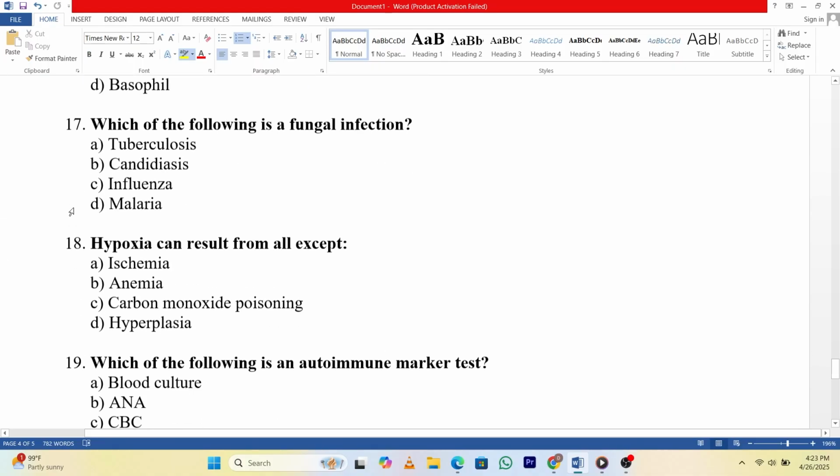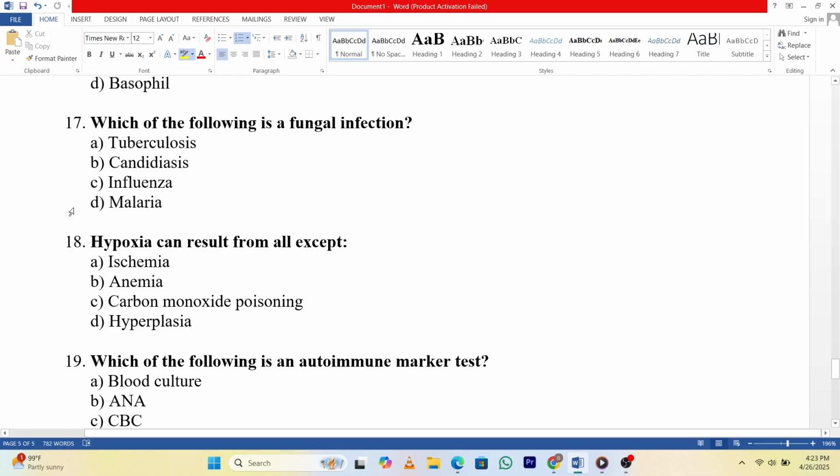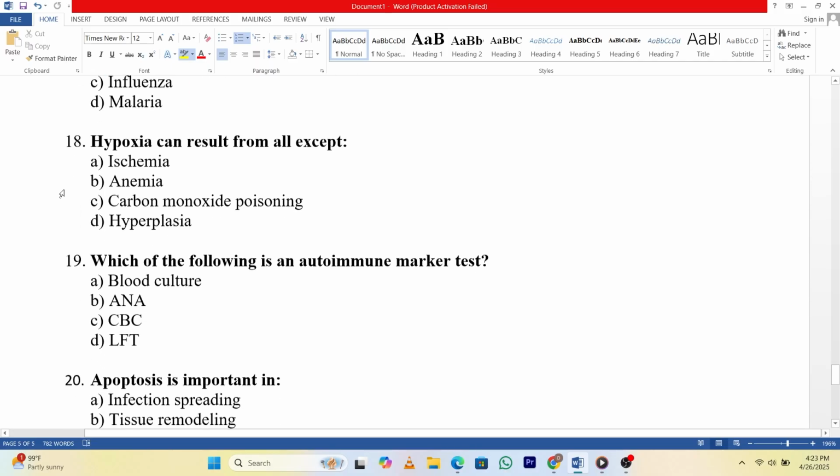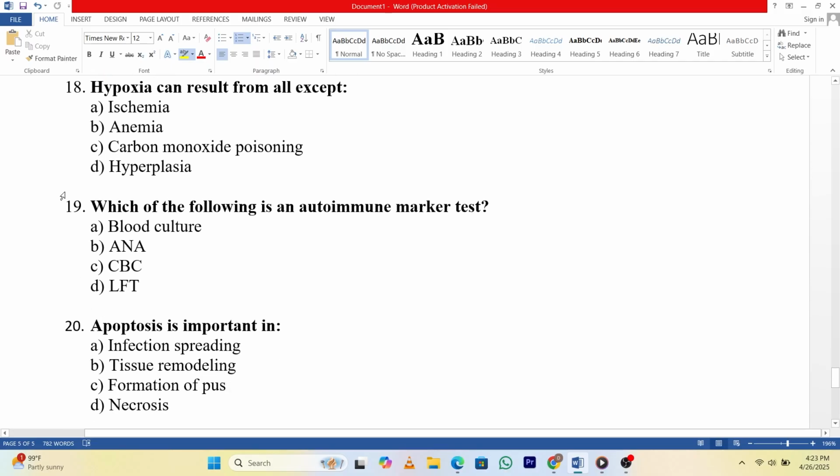17. Which of the following is a fungal infection? A. Tuberculosis. B. Candidiasis. C. Influenza. D. Malaria. Answer: B. 18. Hypoxia can result from all except: A. Ischemia. B. Anemia. C. Carbon monoxide poisoning. D. Hyperplasia. Answer: D.